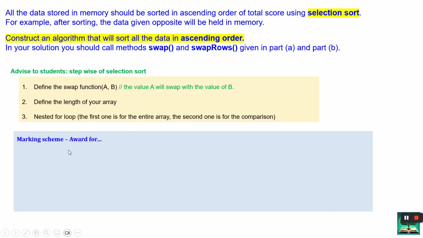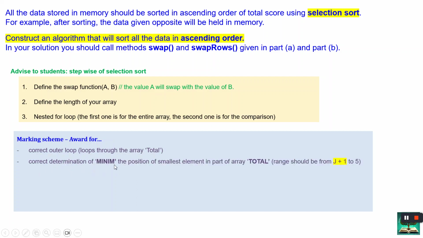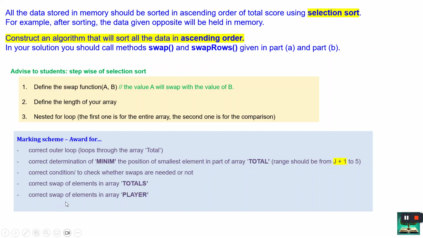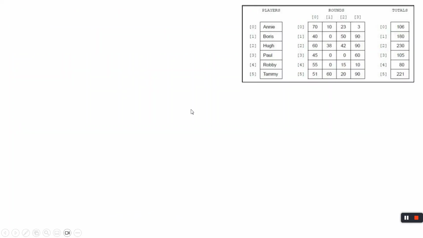Now for the marking scheme for this question, you will have an award for the correct outer loop. So for example, here we know that we are looping through the total array, and then correct determination of the minimum and the position of the smallest element in part array total. Range should be from j plus 1 to 5. And then your correct condition to check whether swaps are needed or not. Correct swap of element in array totals, correct swap of element in array players, and correct swap of row in 2-dimension array round. All right, so that will be the marking scheme.